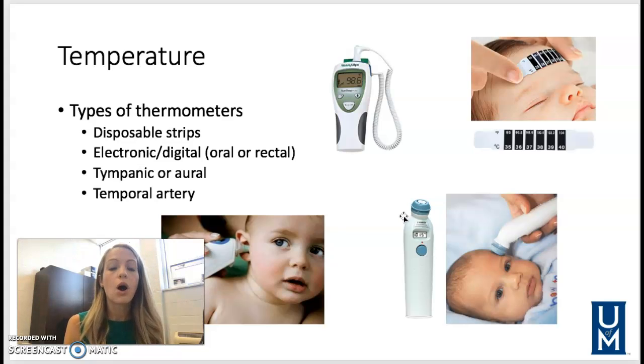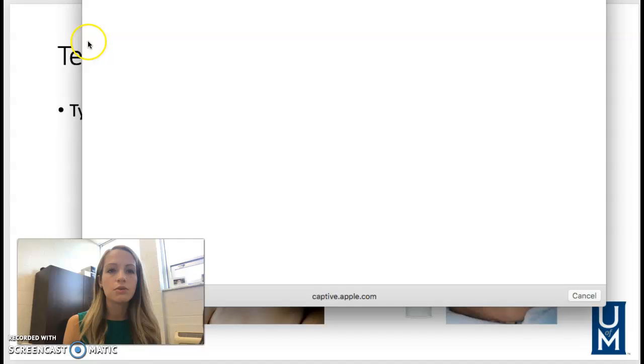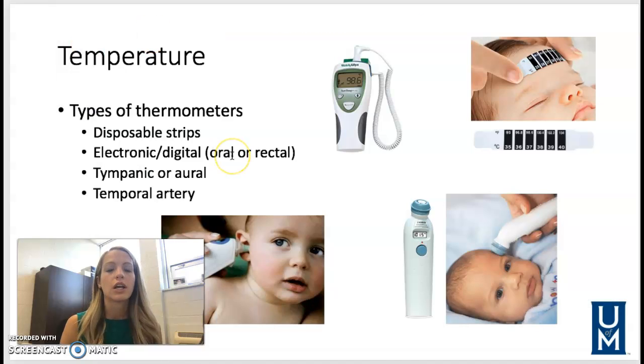Tympanic, I always mispronounce that word. It's going to be reading the tympanic membrane of the ear. So you'll see this infant here has the tympanic thermometer in their ear. And these you'll often see in pediatric offices, but you can also use those for adults as well.